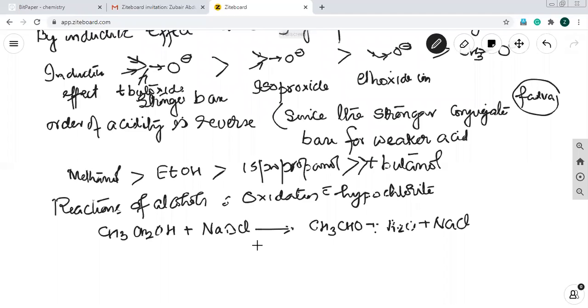Okay. Similarly, if you take CH3CHO, this will get further oxidized again with NaOCl, sodium hypochlorite. This is what is called aqueous bleach, bleaching agent. You will get CCl3CHO.